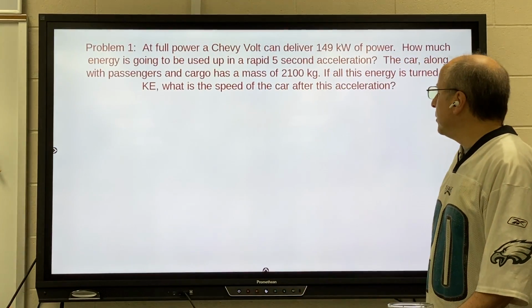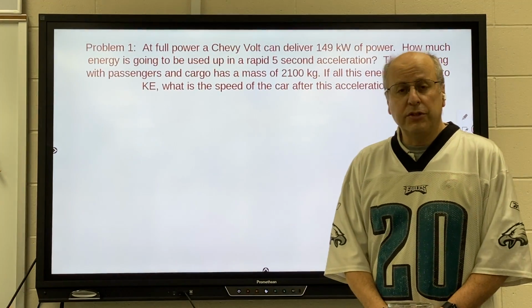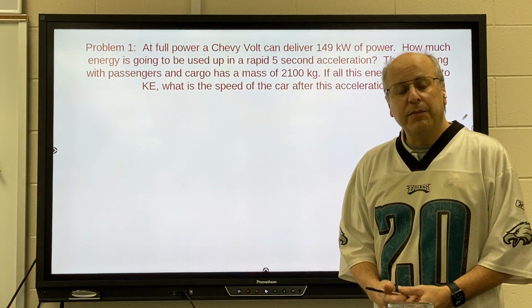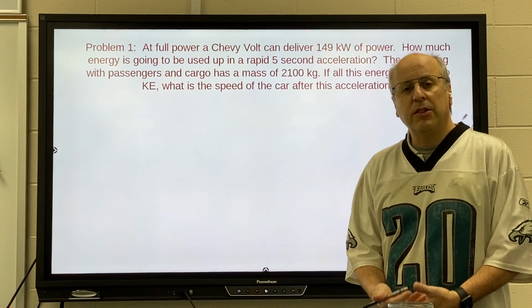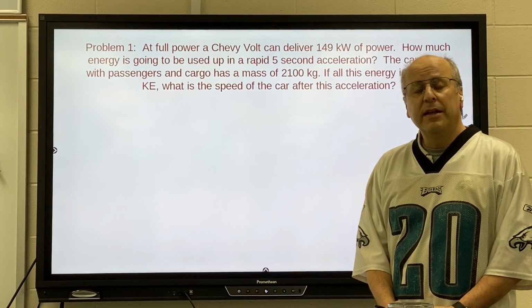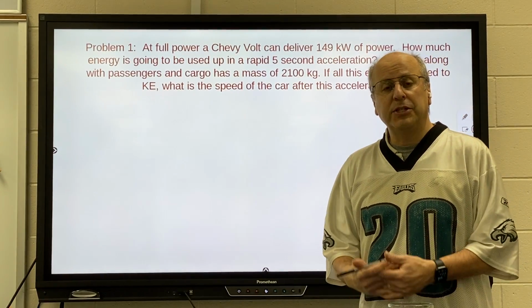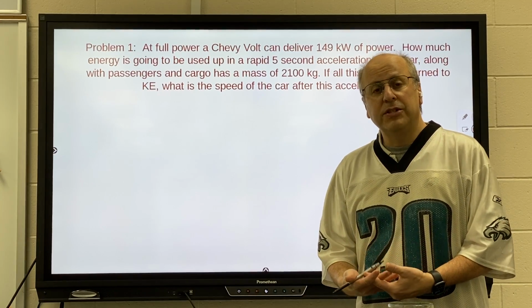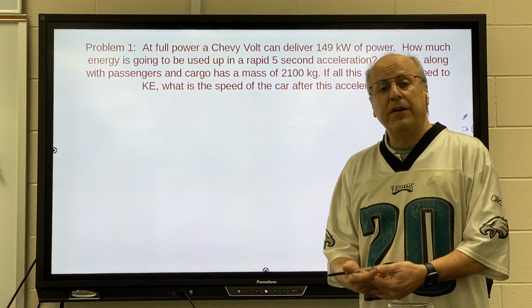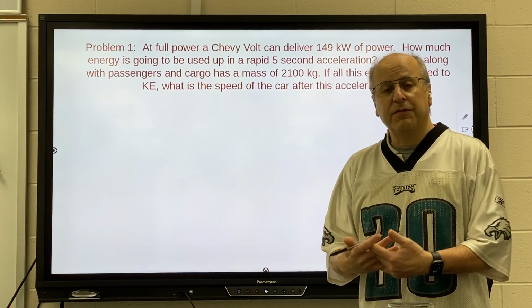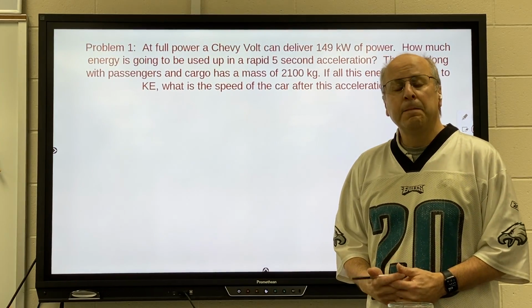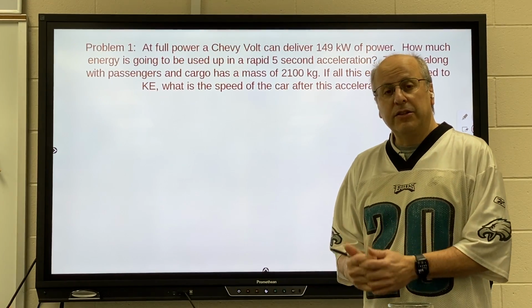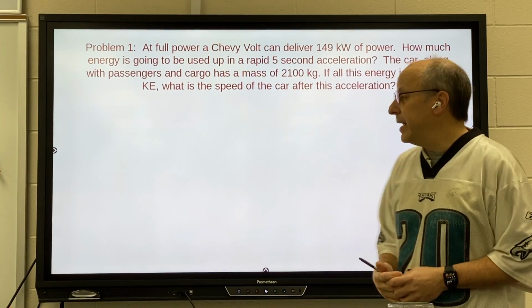Okay, so the first one you're going to be dealing with is an electric Chevy Volt. It's going to tell you the power that you can get from the car. It's going to tell you how long you're accelerating for, and it wants you to figure out how much energy you're giving to the car. And if that energy turns into kinetic energy, how fast will the car be moving after that time has elapsed? So assume the car starts at rest at a red light, the light turns green, you accelerate.